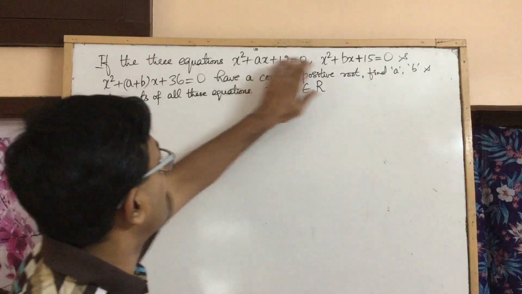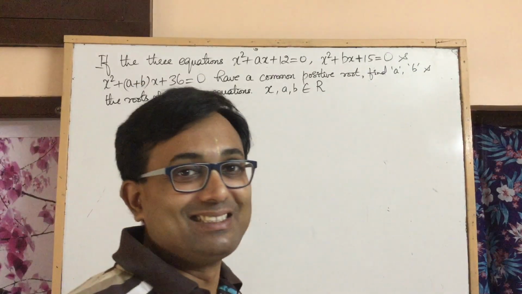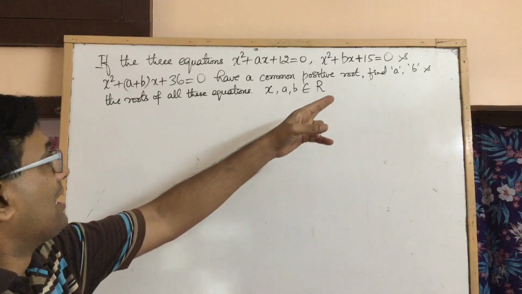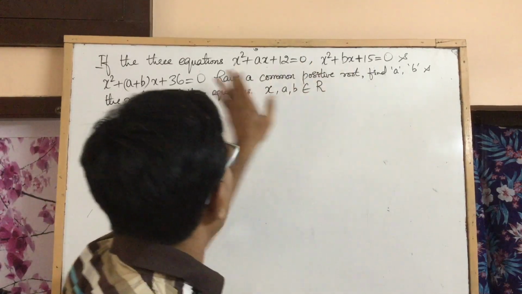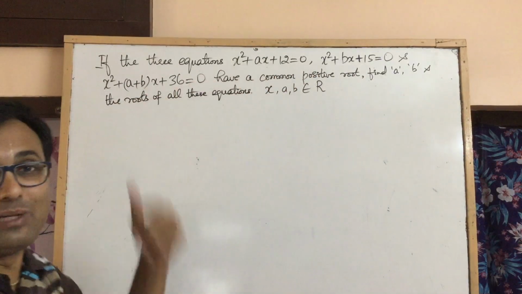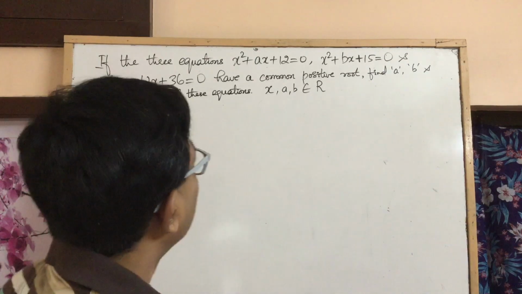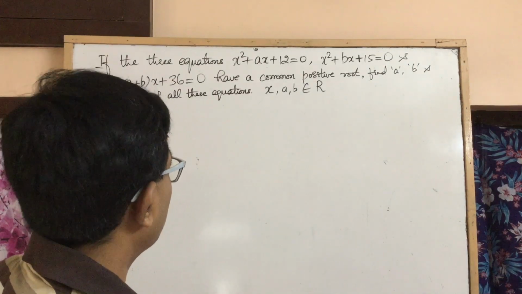So we are given that these 3 quadratic equations have one common positive root. Of course, it's a real root as well. Then we are asked to find the values of a, b and the roots of all the 3 equations. An interesting question, isn't it? Let's look at the methodology that we are going to adopt to solve this question.